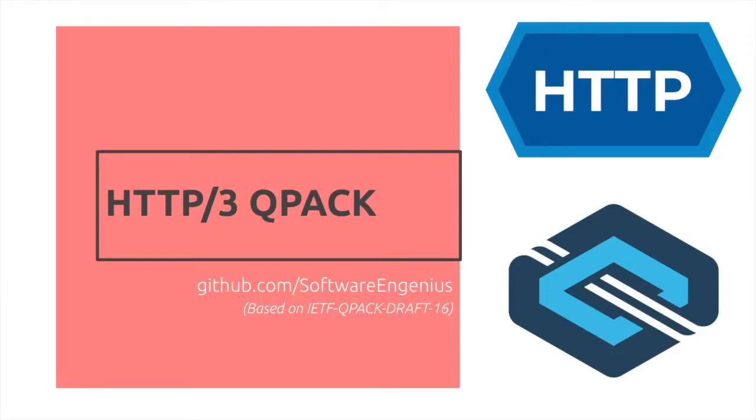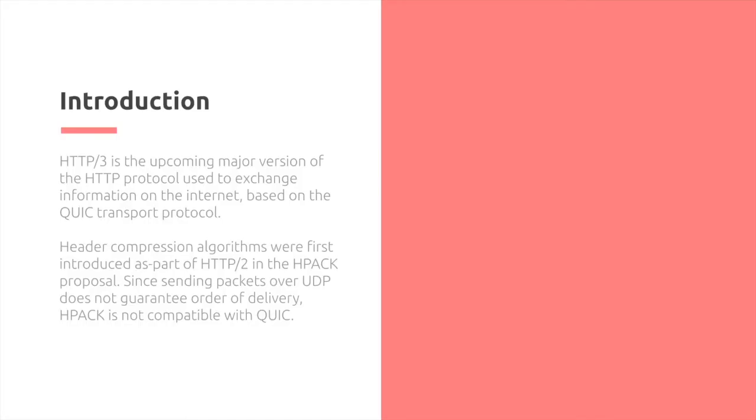HTTP3 QPACK. What is HTTP3 QPACK? HTTP3 is the upcoming major version of the HTTP protocol used to exchange information on the internet, based on the QUIC transport protocol. Header compression algorithms were first introduced as part of HTTP2 in the HPACK proposal. Since sending packets over UDP does not guarantee order of delivery, HPACK is not compatible with QUIC. If you're interested, I have videos on both HTTP3 and HPACK on this channel.